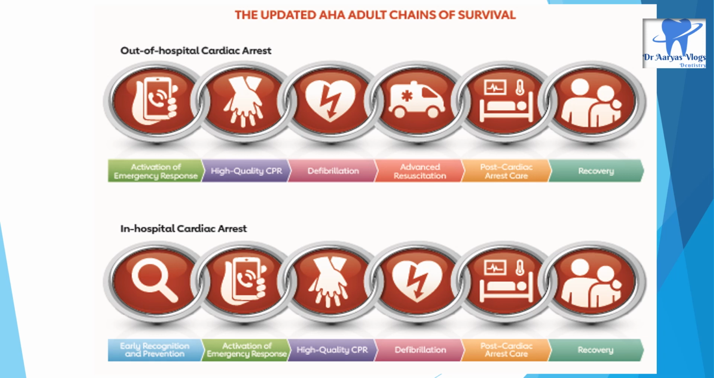So what is the difference between these two chains? The first link and the fourth link are different. The first link in out-of-hospital arrest is activation of emergency response, but in hospital the first is early recognition and prevention. The fourth link is advanced resuscitation like ambulance services, but in in-hospital cardiac arrest, defibrillation is the fourth link. Okay.